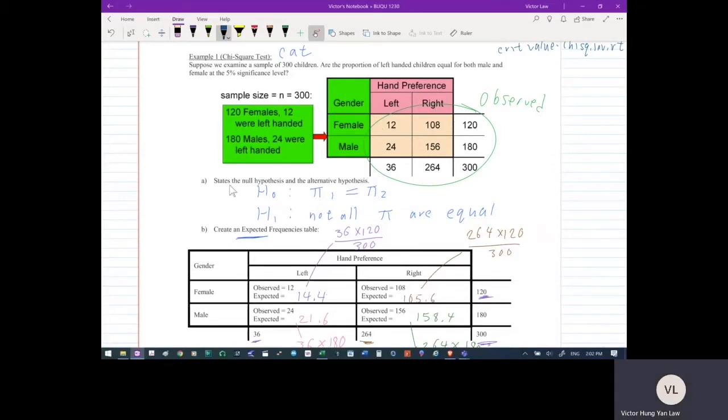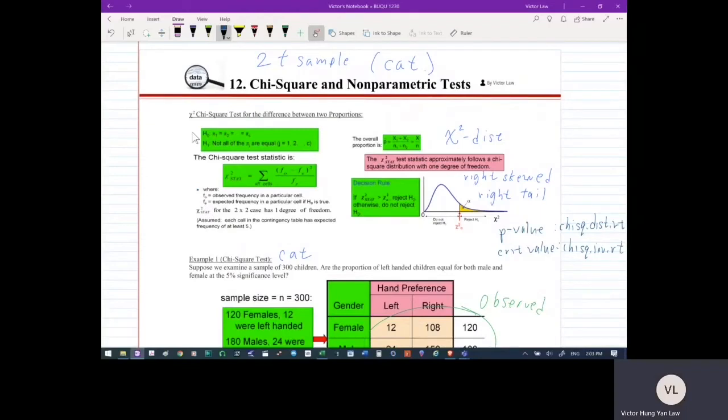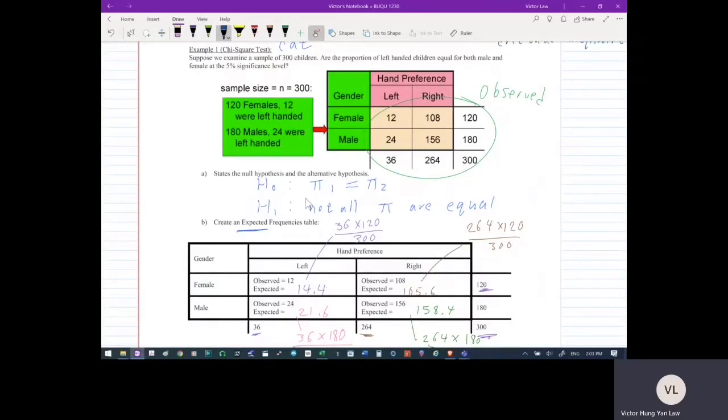For part A, we state the null hypothesis and the alternative hypothesis. For the hypotheses, we look at what we are given in the lecture notes. For chi-square testing, H null says that the proportions are the same for all of them, so pi1 equals pi2 all the way to pi c. And for H1, not all the proportions are equal. This is what we're testing in this example as well. We're trying to prove H1, that not all the proportions are equal. Before we prove that, we have to assume that H null is true, which is that pi1 equals pi2. Once we have the H null and H1, our next step is to create an expected frequency table.